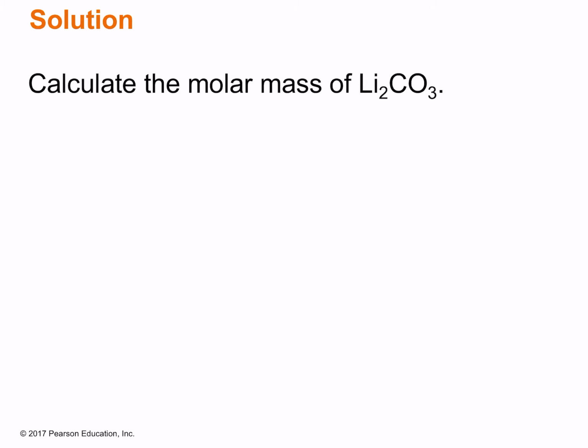Okay, so hopefully you paused and you worked through the answer on your own. So now I'm going to go ahead and give you the solution. So in this compound, we have 3 elements. We have lithium, we have carbon, and we have oxygen. Okay, so we have 2 lithiums because that subscript is a 2. We have 1 carbon, and we have 3 oxygens.